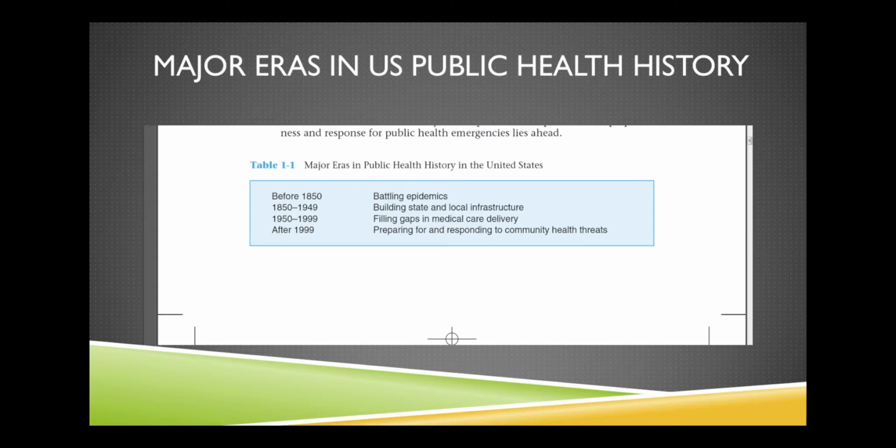These selected images and definitions provide a framework for major eras of public health history in the United States, such as before 1850. We sometimes think of that as battling epidemics. Then between 1850 and 1949, we were focused on building state and local infrastructure, as you've read for this module. And then in 1950 through 1999, we were focused on filling in gaps in medical care delivery. And since 1999, we've been focused on preparing for and responding to community health threats.